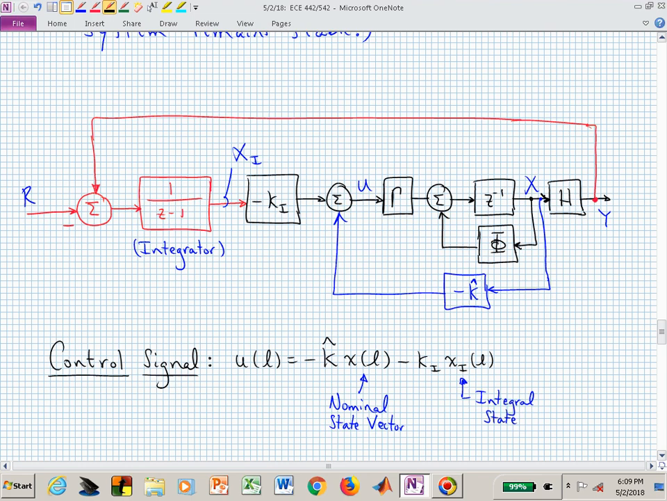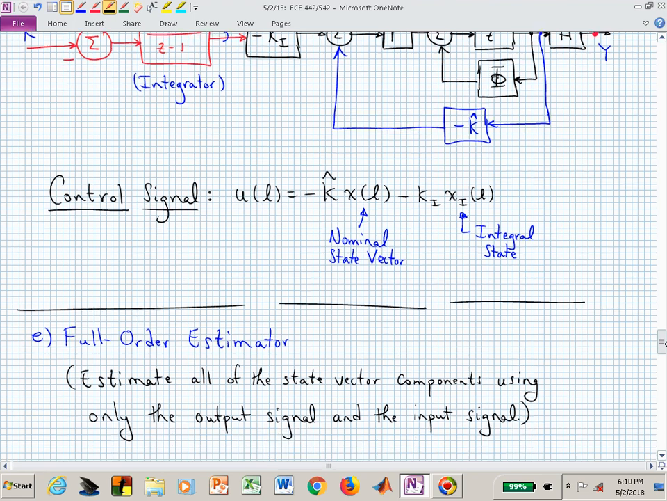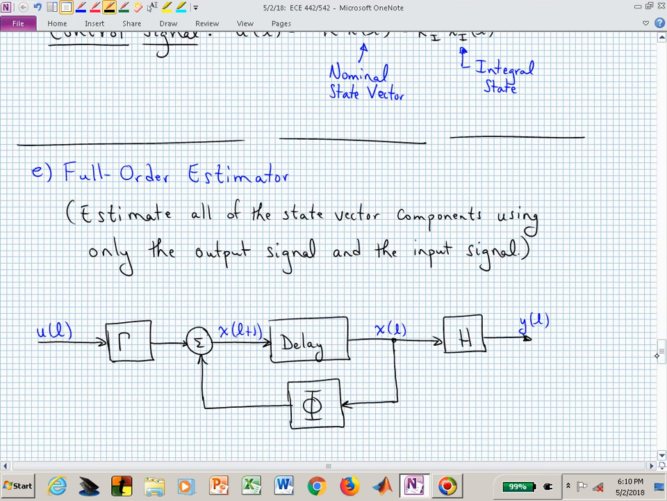So if my system matrix originally was n by n, if I have one integral state, my new system matrix in the augmented system will be n plus 1 by n plus 1. I will have grown that system matrix by 1 in the rows and columns. And we'll see that in just a minute. But before we get there, I wanted to talk about two more block diagrams.